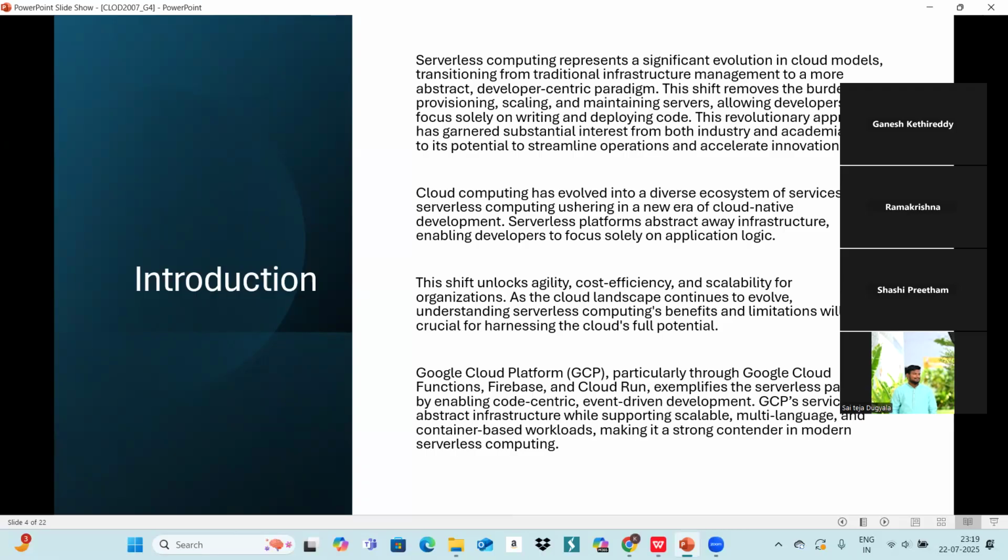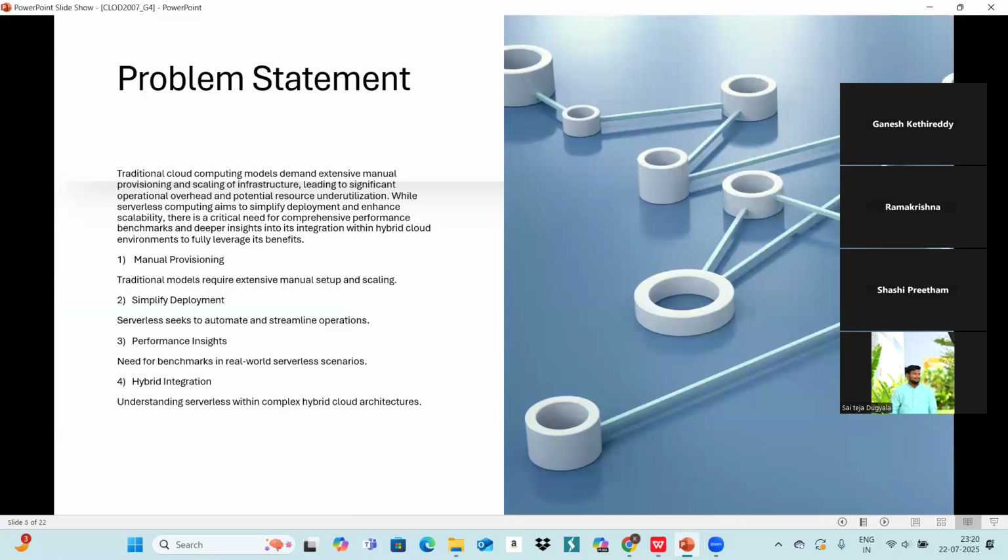Cloud platforms like GCP, AWS, and Azure now offer robust serverless ecosystems. In our project, we focus heavily on Google Cloud, especially Google Cloud Functions for event-driven function execution, Firebase for backend services like hosting, authentication, and real-time database, and Cloud Run for containerized on-demand applications. However, as with any model, there are limitations, which brings up the problem statement we identified in this research.